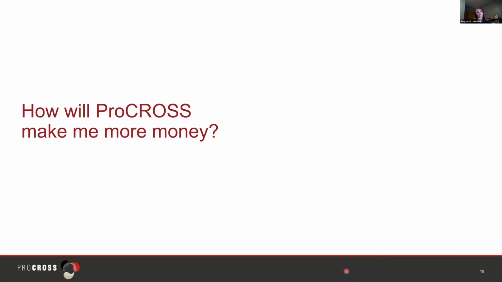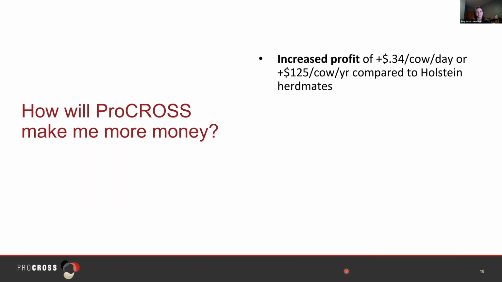So a big one I get, and a big one that's logical in most of our minds: how will ProCROSS make me more money? Well, I just touched on that in the last slide. We have the data that shows that ProCROSS cows are bringing in 34 cents more per cow per day than Holstein herds, which amounts to $125 per cow per year.